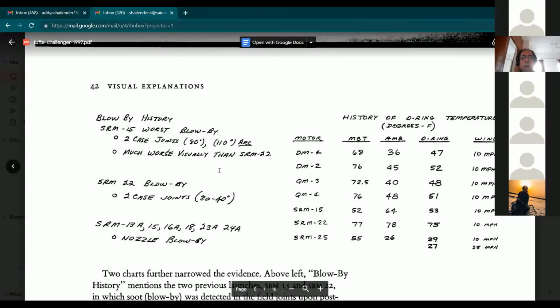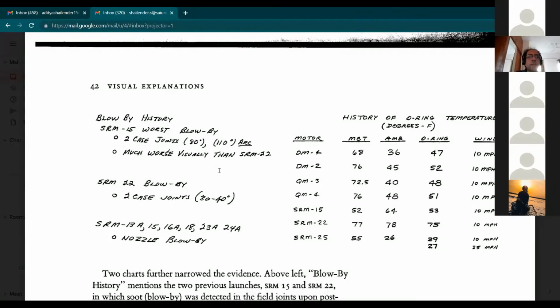So the fourth column, 53 degrees is when SRM 15 is launched, 75 degrees when SRM 22 is launched, and roughly 29 degrees when SRM 25 is launched. What NASA is looking at, SRM 15, this is the data, it's handwritten. Worst blow-by, that is worst deposition of soot, much worse visually than SRM 22. SRM 22, which comes next, again has blow-by, deposition of soot. Then they talk about SRM 13A and others. There was some blow-by on the nozzle, deposition of soot on the nozzle.